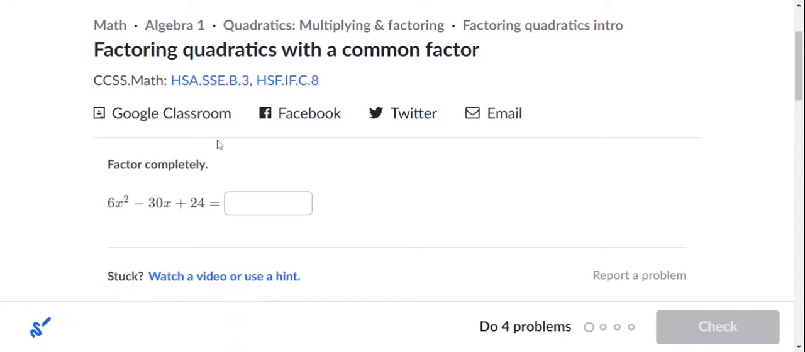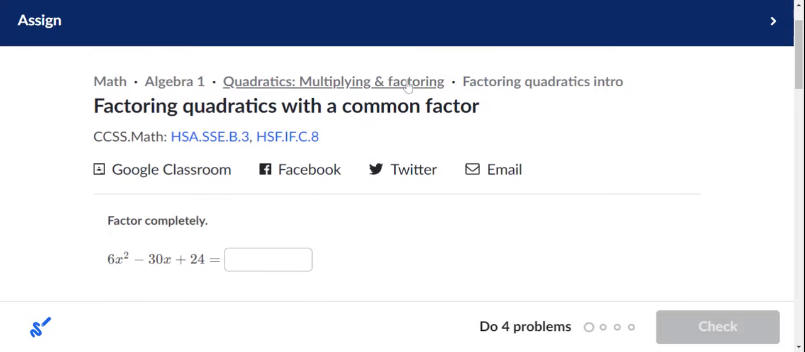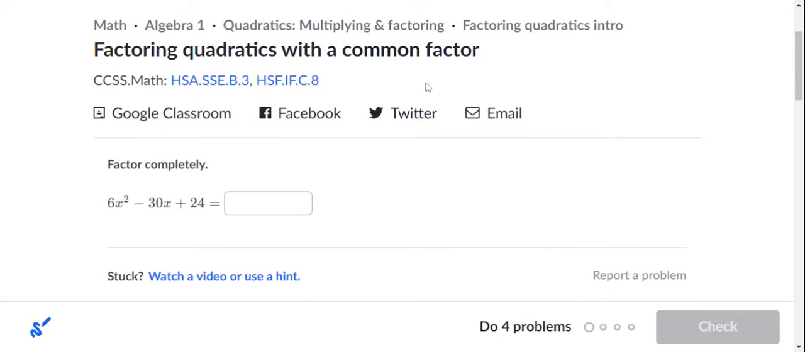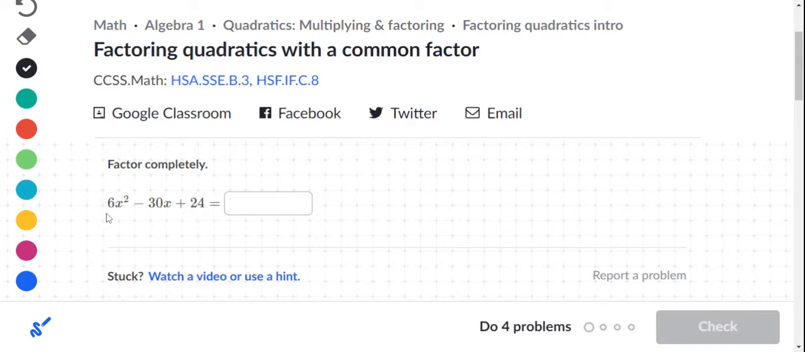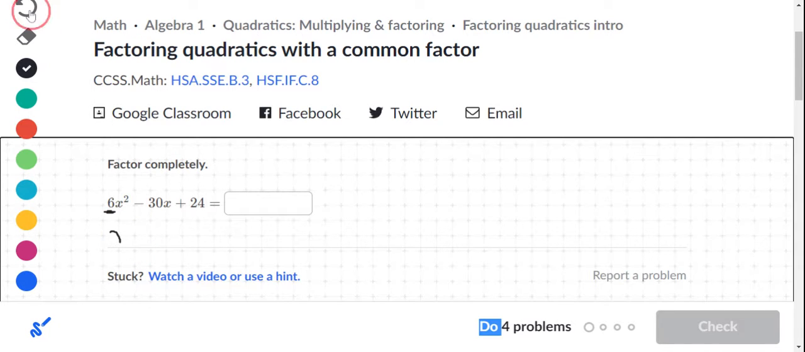Alrighty, we're going to factor quadratics with a common factor. So this builds on the first assignment, factoring quadratics intro. The only thing different here is something is present in the beginning of these. We see not just a plain old x squared, we see something like that 6. All right, first step is let's divide by that. Let's divide everything in this by 6 and let's rewrite it.